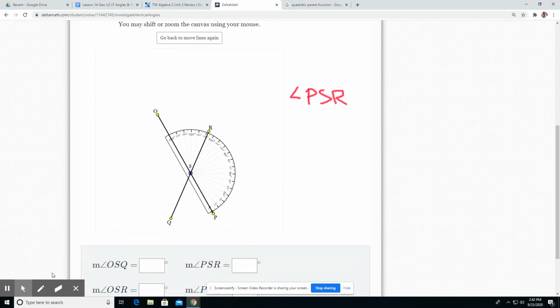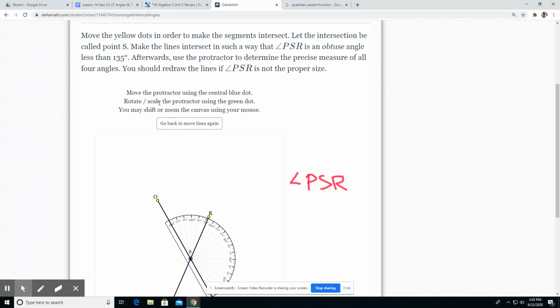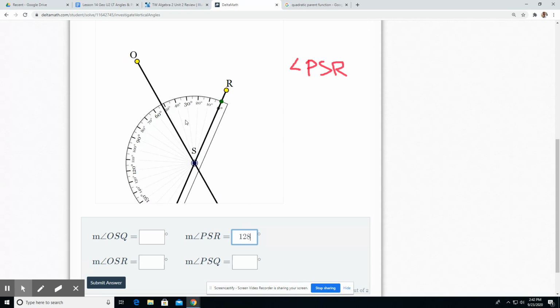Okay, there's that. And then it says, move the protractor using the central blue dot, rotate and scale the protractor using the green dot. You may shift around. All right, and then you can measure all the angles. So it wants you to measure all the angles here. All right, so we'll go ahead and keep doing that. I'll move that around. Now, it's kind of just better to go in order. So I got PSR was 128.